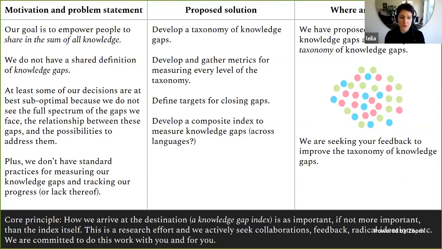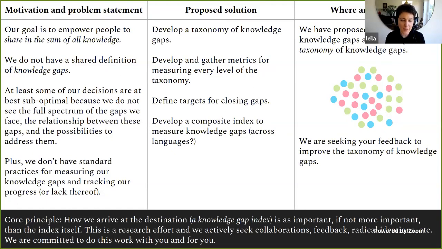Once we realize that we do not have a shared definition of knowledge gaps and the knowledge that we have on the Wikimedia projects, we also realize that this has other effects on the work that we do within the research team at Wikimedia Foundation, but also outside of our team. Some of the decisions that we make are at best suboptimal, because we don't see the full spectrum of knowledge gaps that exist in the Wikimedia projects. And because we don't fully understand the relationship between the different types of gaps, we are not always able to find the best place to invest our efforts.